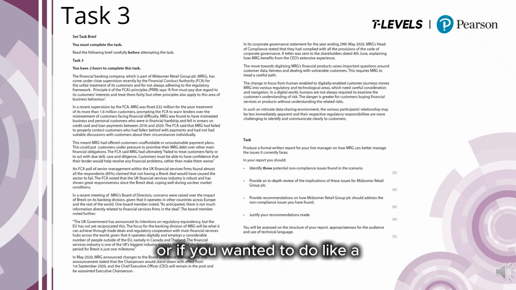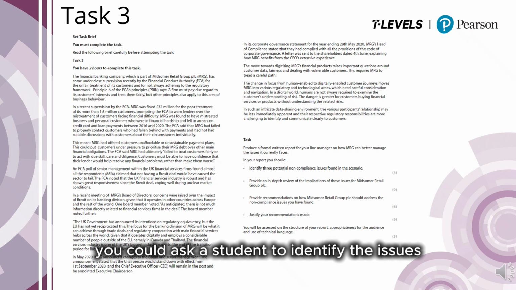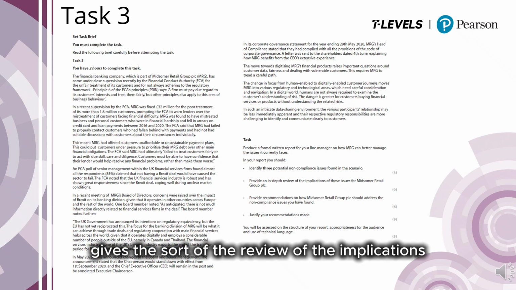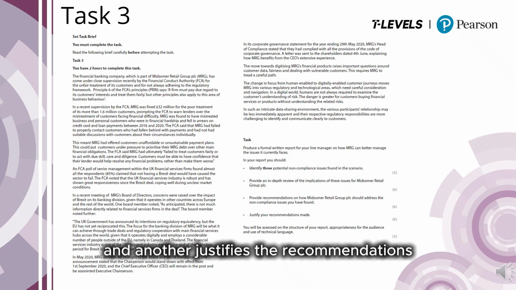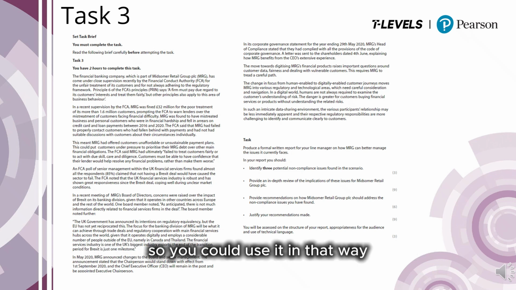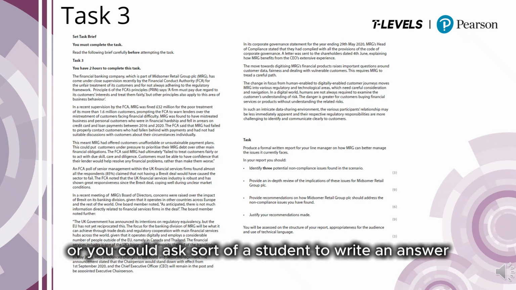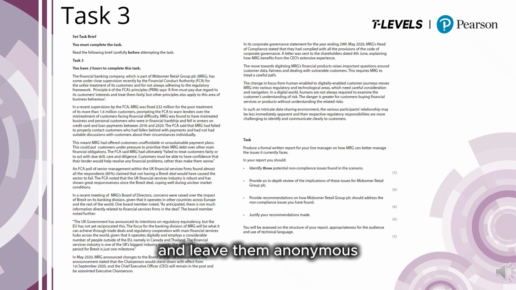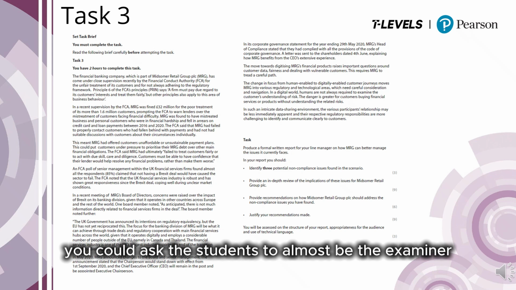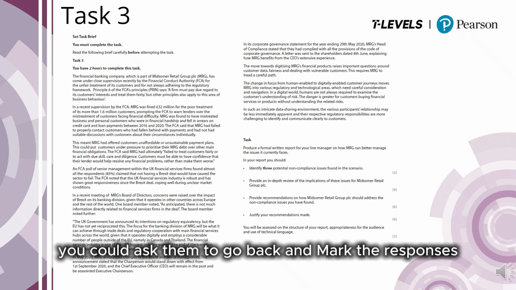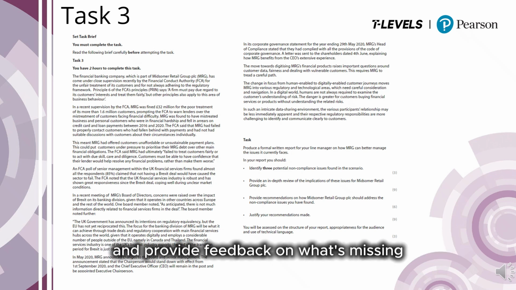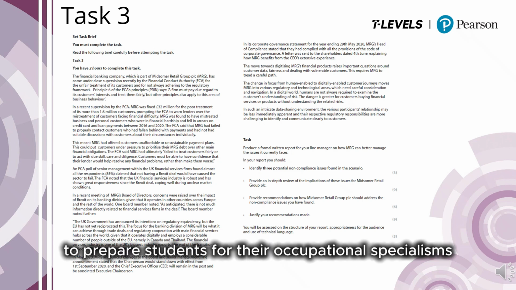Or if you wanted to do a think, pair, share type activity, you could ask a student to identify the issues. They could then pass it to another student who gives the review of the implications, and then maybe another student makes the recommendations and another justifies the recommendations. Or you could ask a student to write an answer and leave them anonymous. You could swap them around, and then you could ask the students to almost be the examiner. You could ask them to go back and mark the responses and provide feedback on what's missing. So there are lots of different ways that you can use these tasks to prepare students for their occupational specialisms.